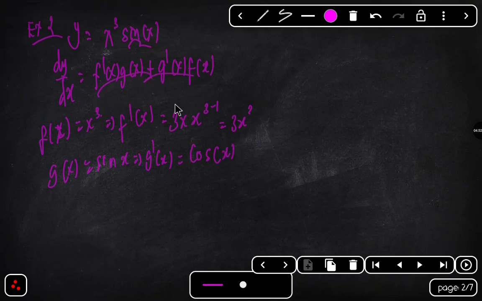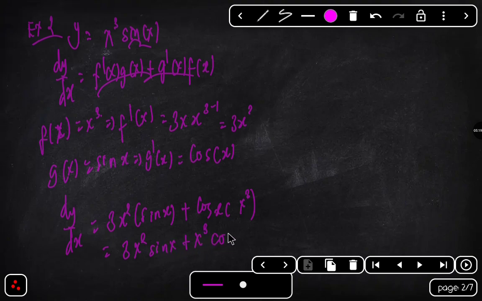Just input all the results into this formula, then we're going to have dy over dx, which is equal to f prime of x, which is 3x squared, and then g of x, which is sine x, plus g prime of x, which is cos x, multiplied by f of x, which is x raised to the power of 3. Then this is going to give us 3x squared sine x plus x raised to the power of 3 cos x, and that is the answer to that problem.